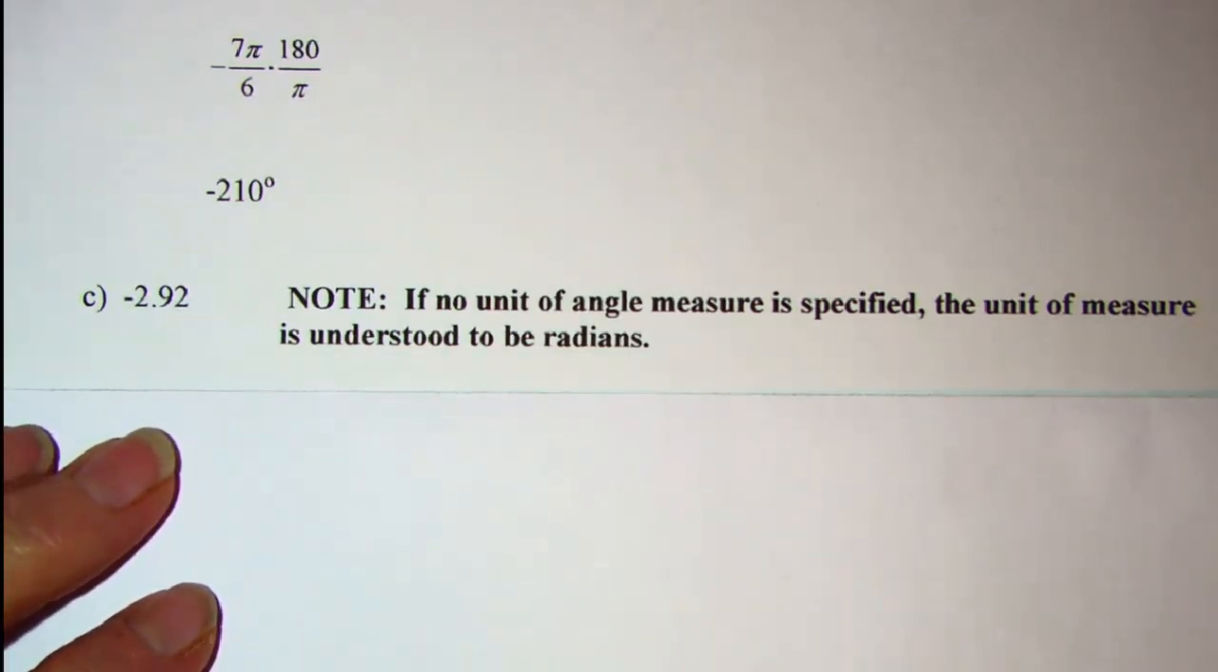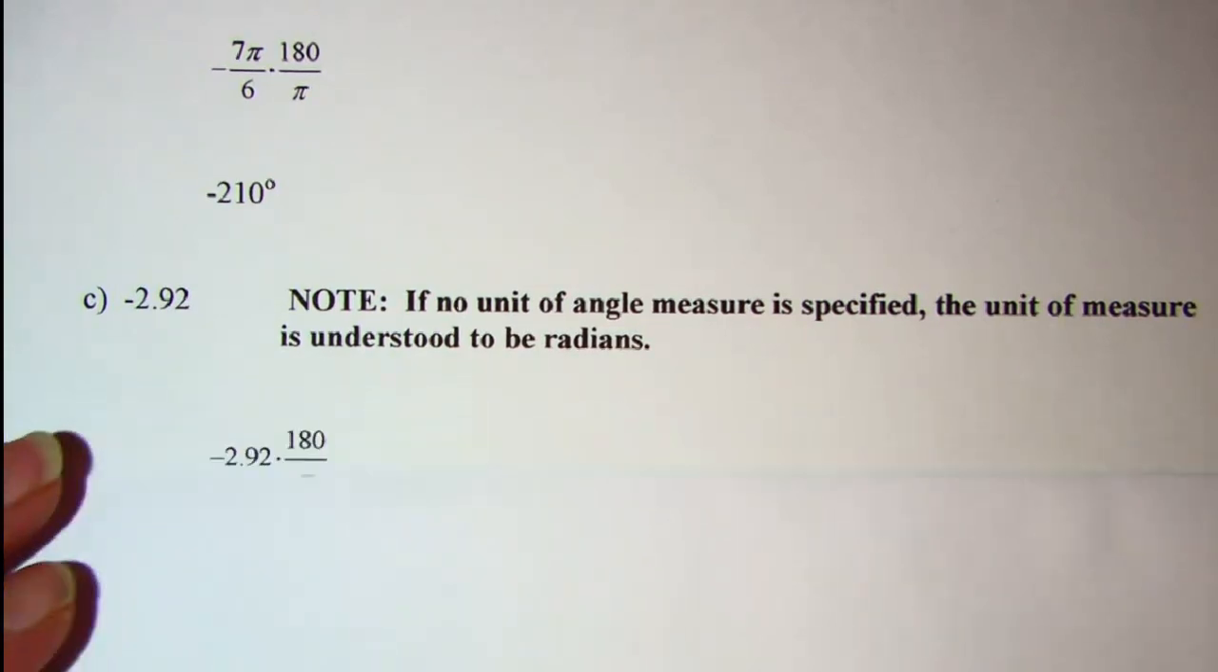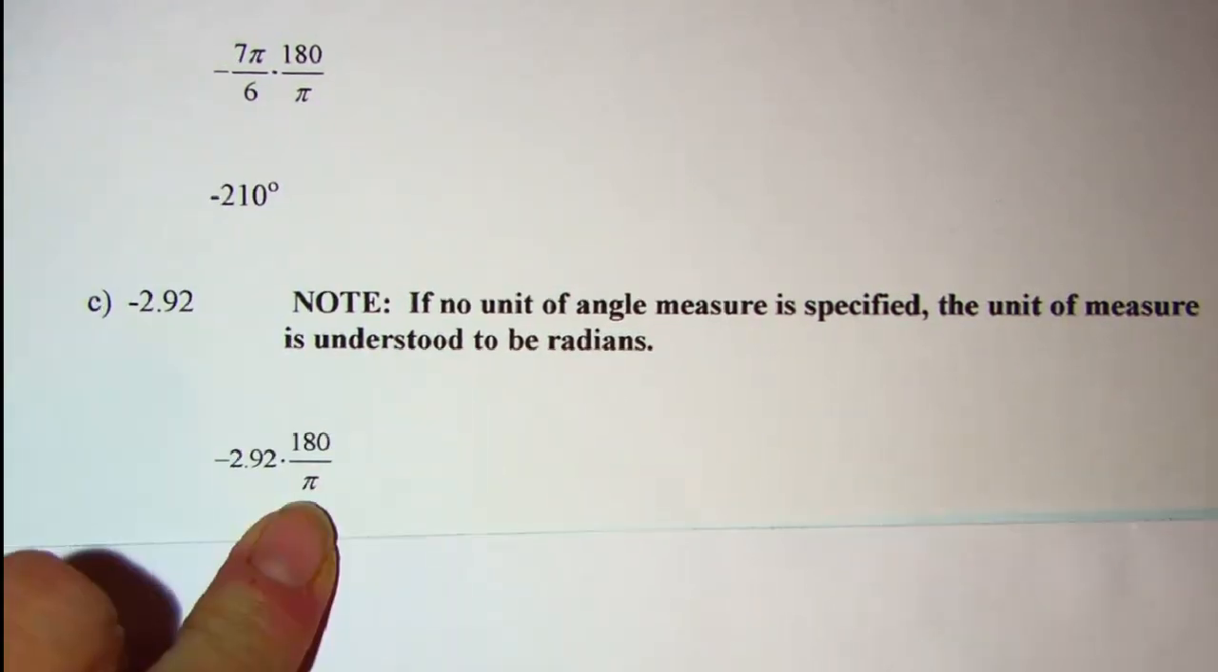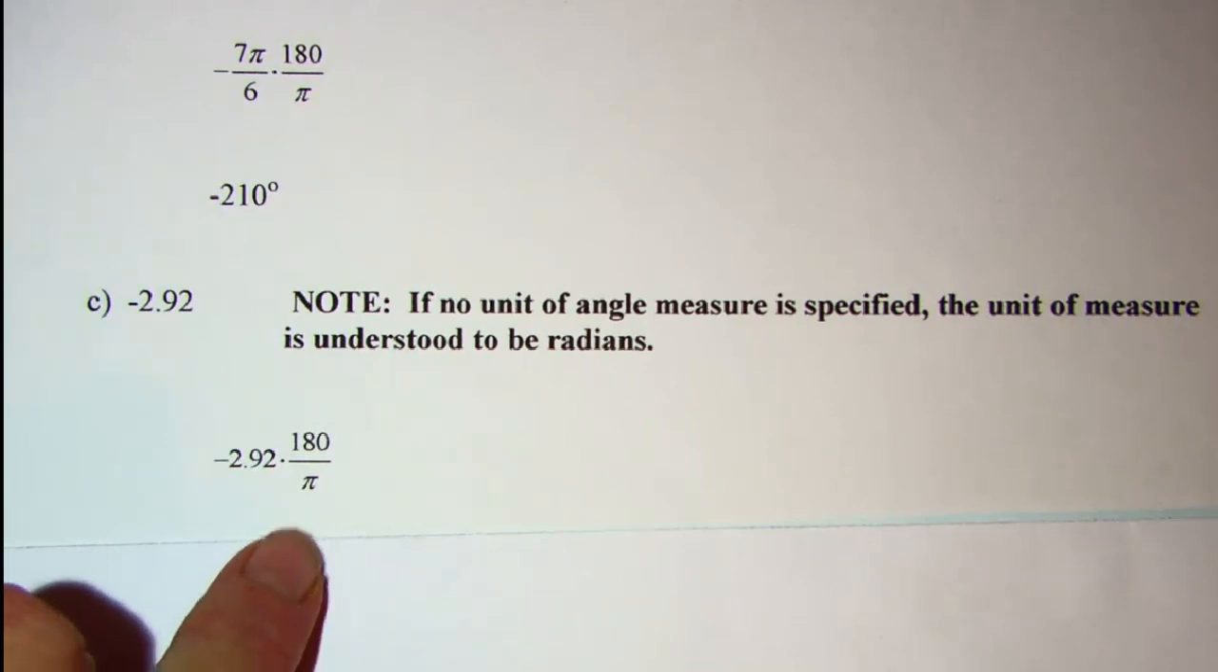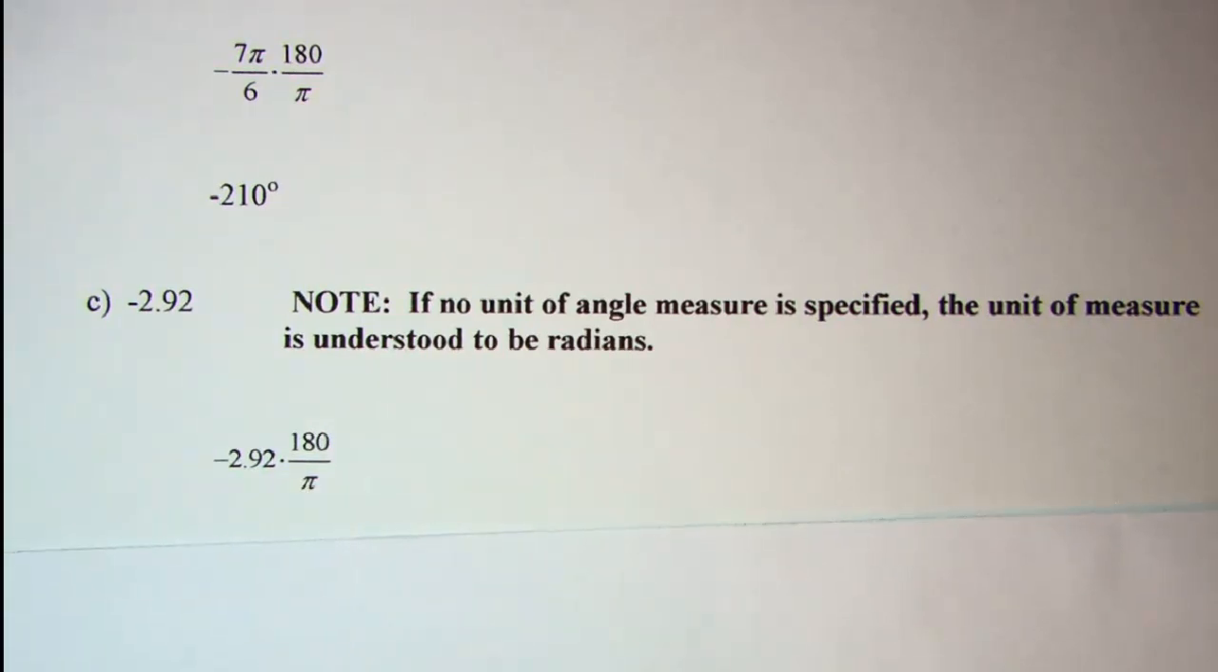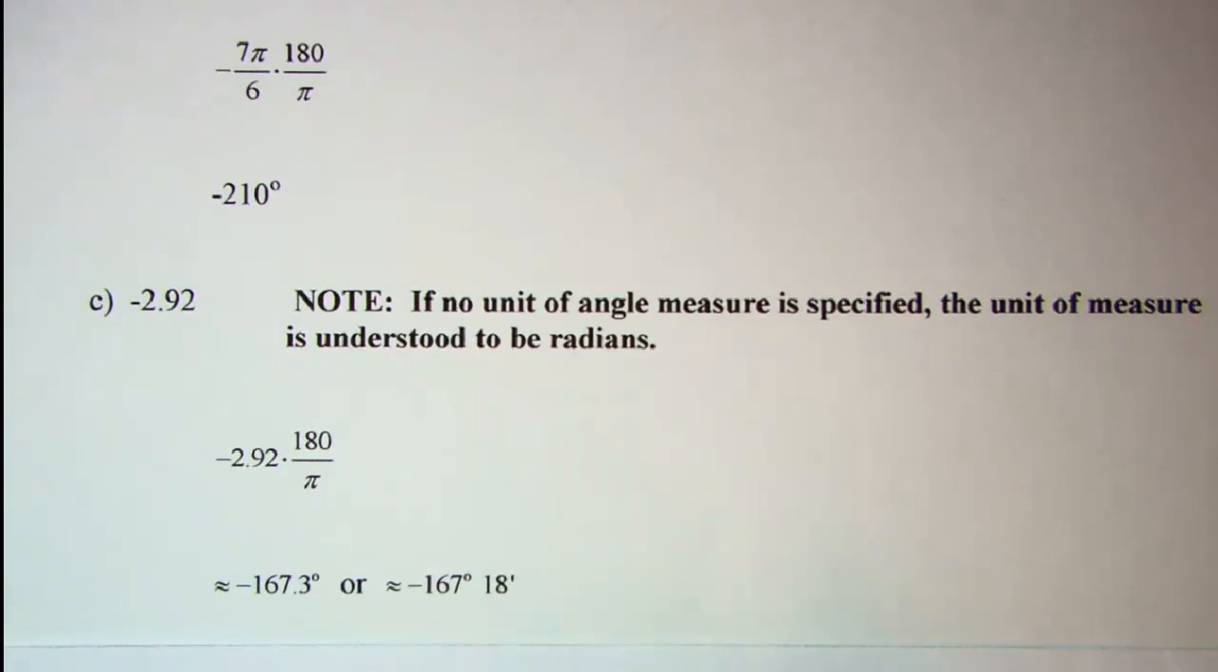So again, we're going to multiply by 180 over pi and use your pi button when you're dividing by pi, and we get negative 167.3 degrees.